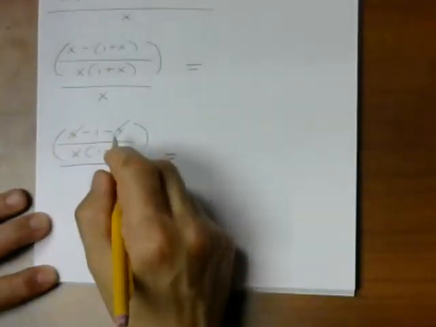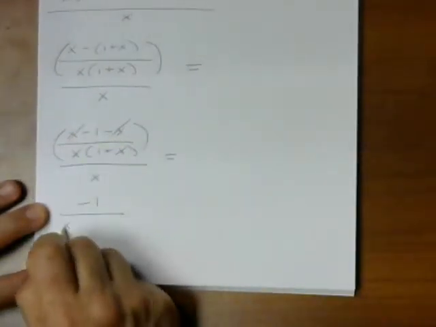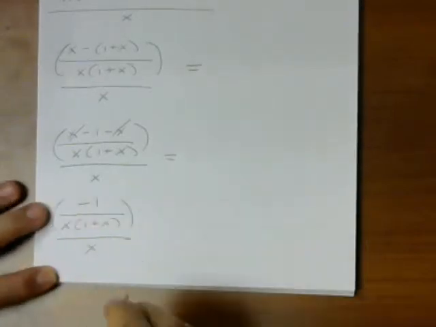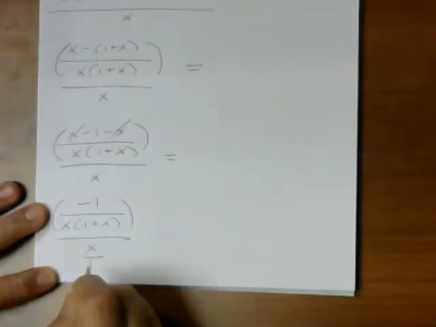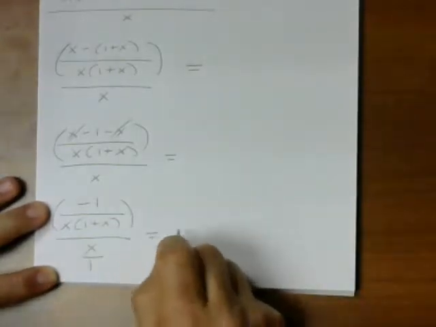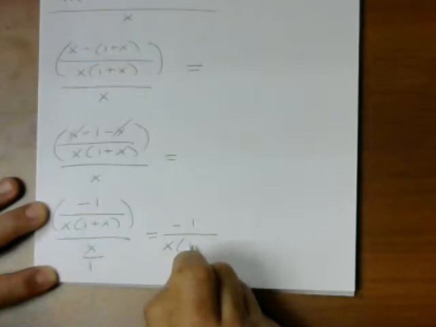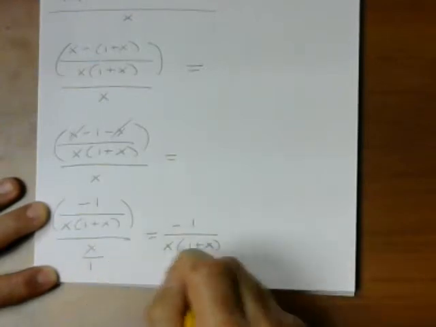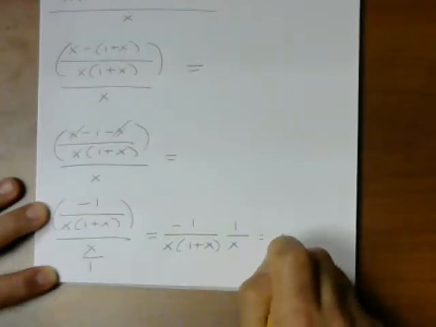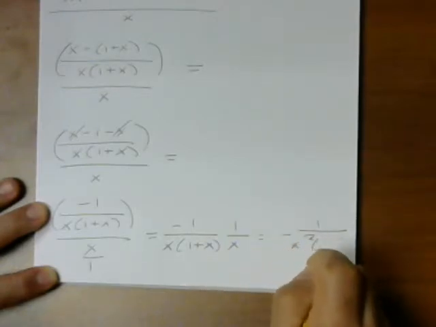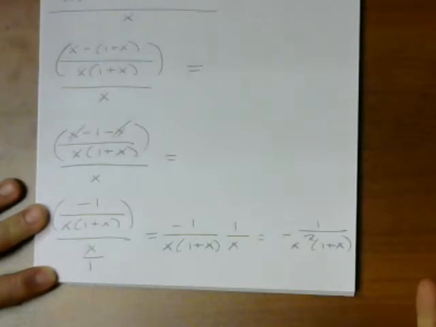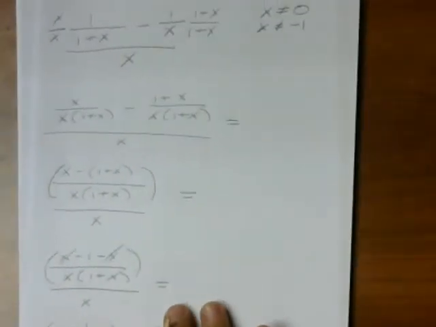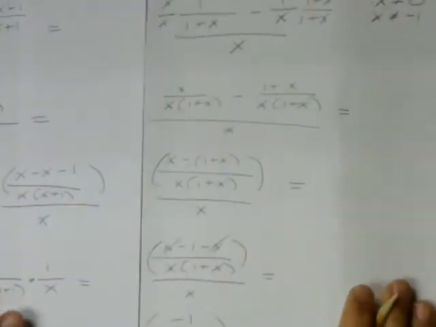So here I'm going to have that cancel. I get minus 1 over x times 1 plus x divided by just x. Well, that's divided by x over 1, and then I flip, and you'll notice I get the exact same thing. I take the reciprocal here, and I get minus 1 over x squared times 1 plus x. That really wasn't any different at all. The steps were pretty much the same. I can't say either one's harder.